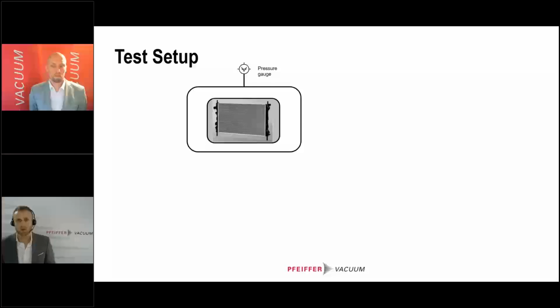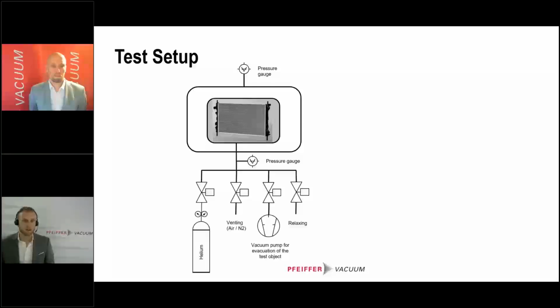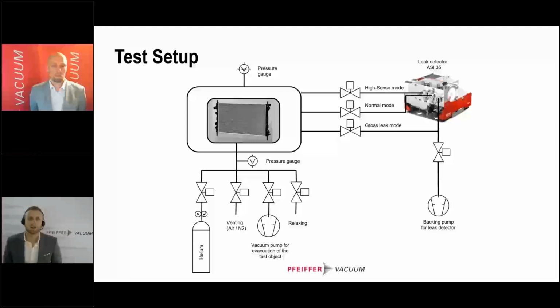After we have done that, we need to think about our tracer gas supply. And you can see that here on this slide. In this case, we have selected helium, which comes in a bottle, which is connected with a valve. We have a valve for venting. We have a vacuum pump to evacuate the test object. We have a relaxing valve and also a pressure gauge to maintain an overview of the pressure we are applying on our test object.